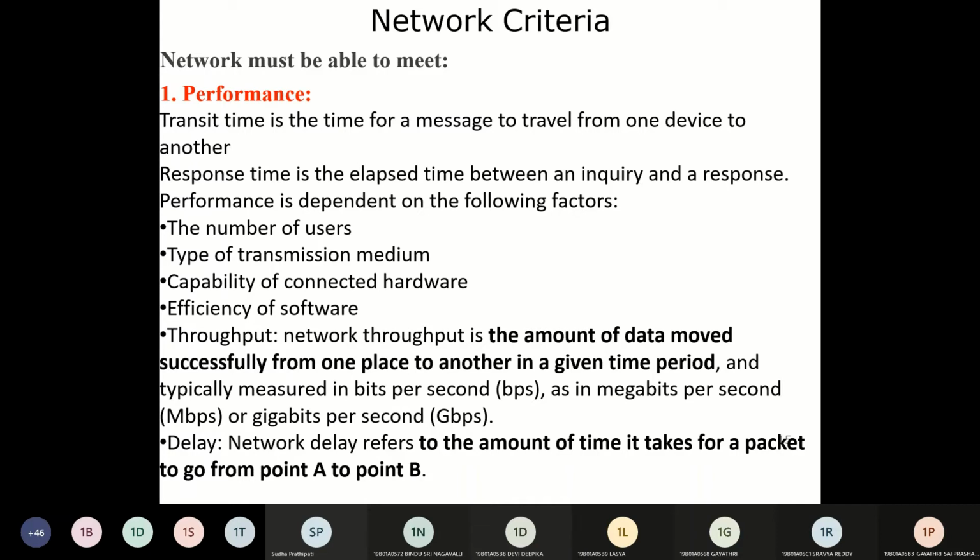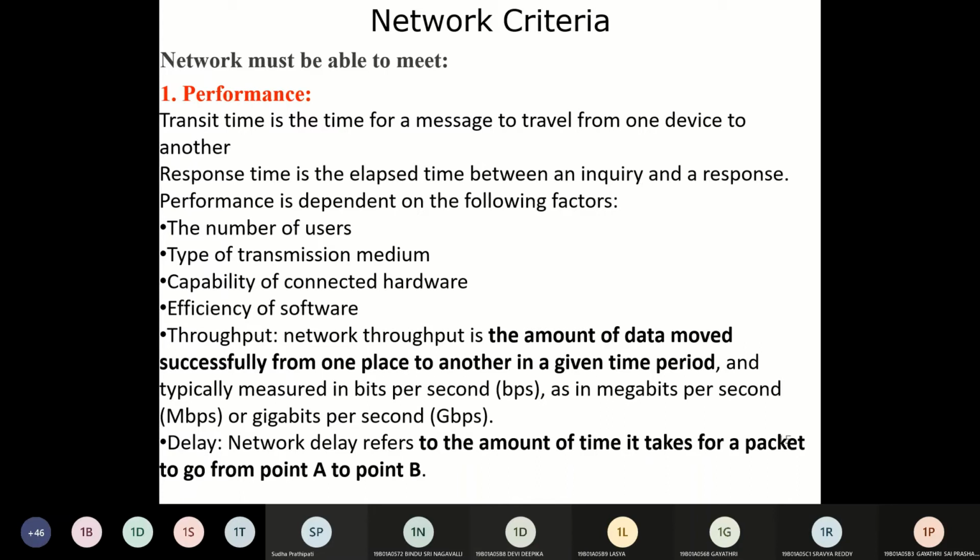Coming to transit time, as the name is self-explanatory, transit time is the time for a message to travel from one device to another device. So what is the time taken for one packet or one message to go from the source to the destination? That is called transit time. And response time is the time between an inquiry and a response. A device is sending a message, and how much time the other device takes to give a response, that is called response time. It is the elapsed time or the delay.